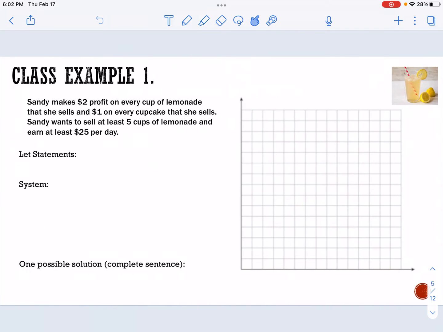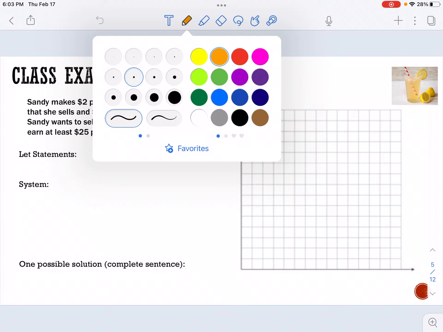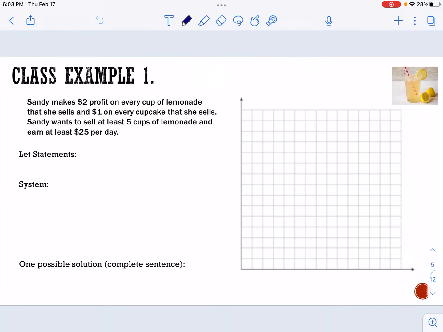So let's begin with class example number 1. Sandy makes $2 profit on every cup of lemonade she sells and $1 on every cupcake that she sells. Sandy wants to sell at least 5 cups of lemonade and earn at least $25 per day. So the first thing we're looking to determine is, okay, what information in this problem is missing, or what are the 2 pieces of information that are unknown? And in this case, good, it's the number of cups of lemonade sold and the number of cupcakes sold.